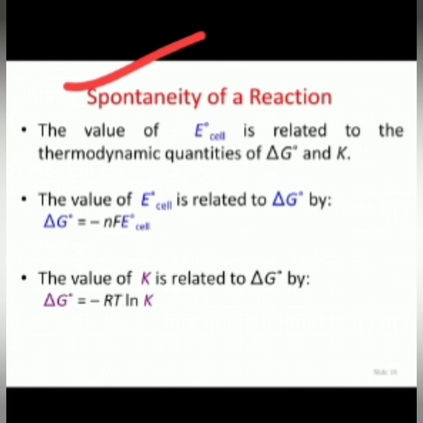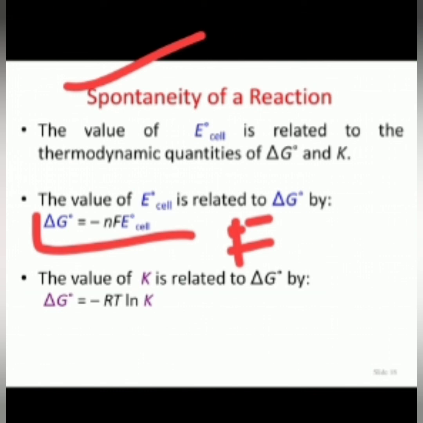The value of E standard cell is related to the change in Gibbs free energy at standard condition by the following expression. Delta G in standard condition is minus nFE naught cell. Here n is the number of electrons and F is Faraday's constant.